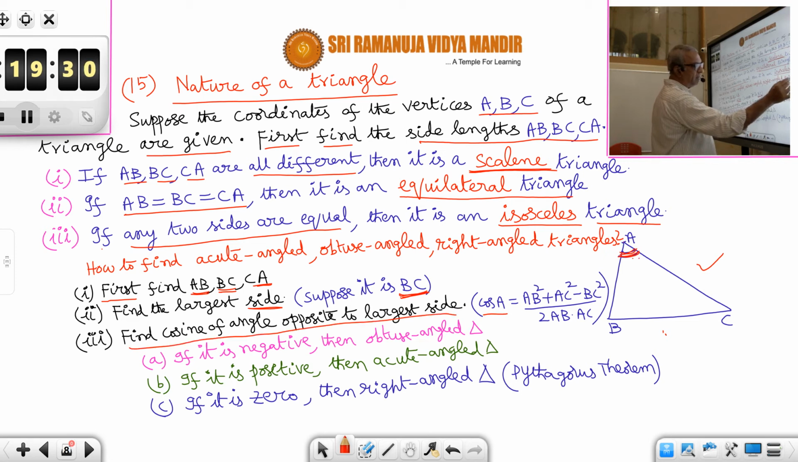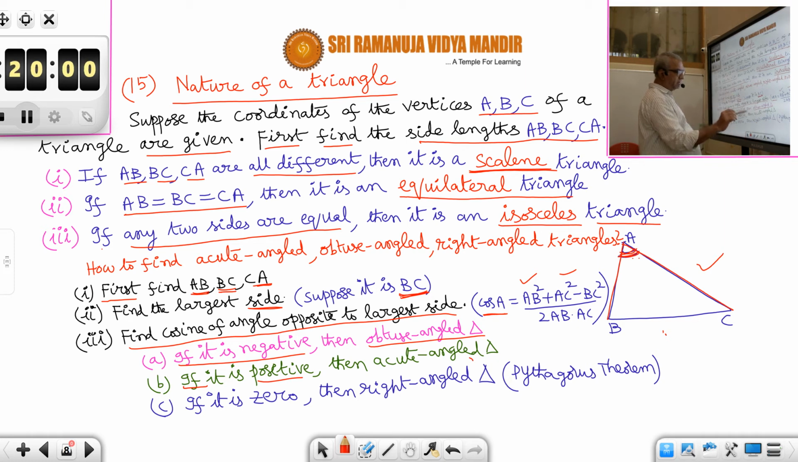Cos A in the diagram is AB square plus AC square minus the opposite side square BC square, divided by 2 AB into AC. So find cos A. If this value is negative, it is very clear that angle A is obtuse and therefore the triangle is obtuse angled. If it is positive, then angle A is acute, and the largest angle itself is acute, which means the other two angles are also acute, therefore it must be an acute angled triangle.